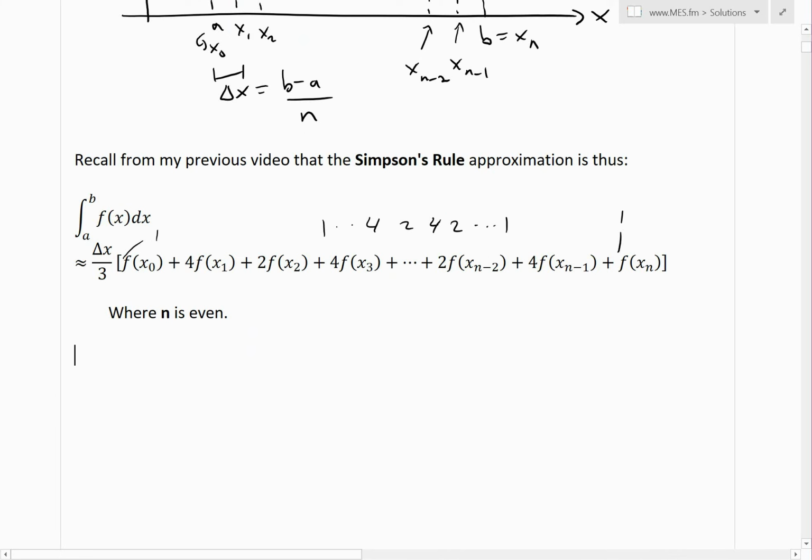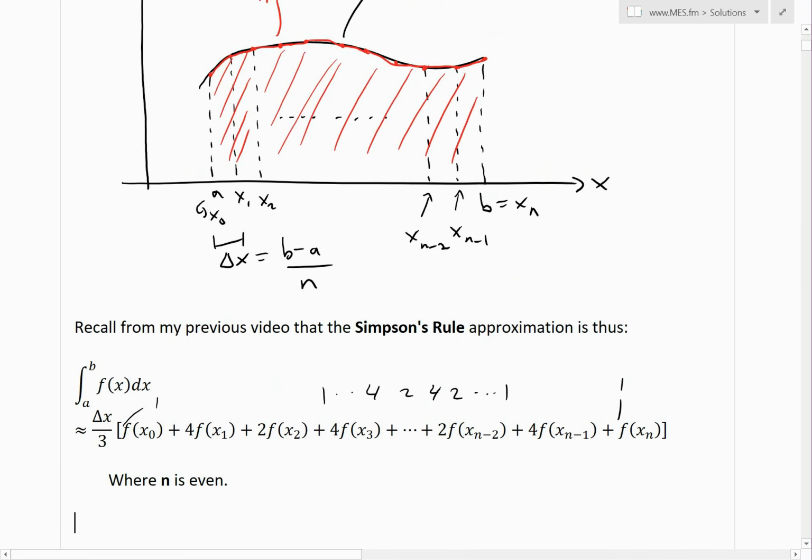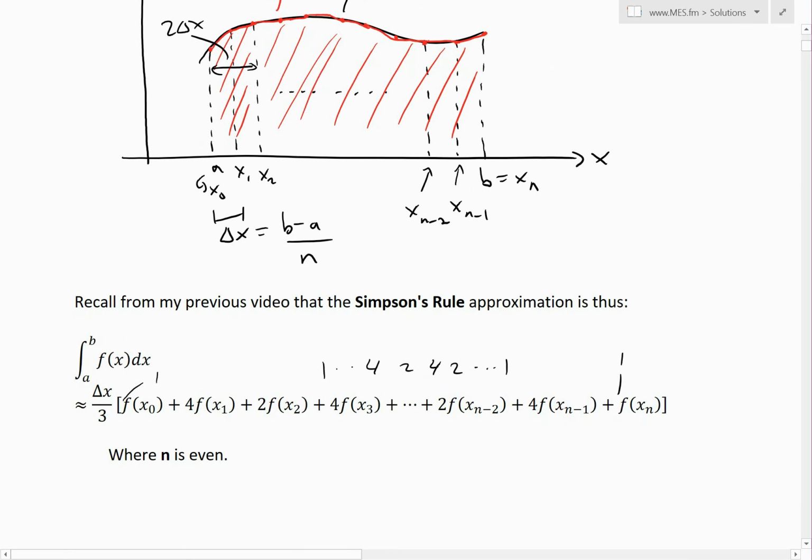And again, n is even because we're going every 2 subintervals. This point right here is 2 delta x, so we need to have an even n if we're doing every 2.